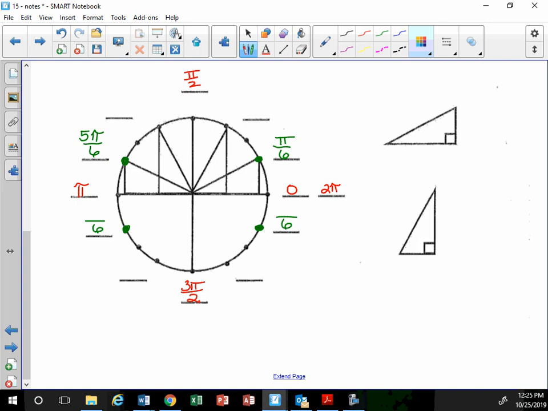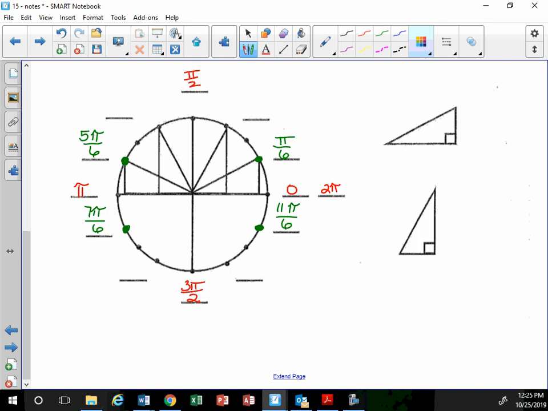Okay, then keep going. So do I want 6 pi over 6 for the next one? 7 pi over 6. Good. Well, that'll reduce. That's actually the bottom there, 3 pi over 2. So what do you think? What's our last one going to be? 11 pi over 6. All right, so that's all the over 6s.